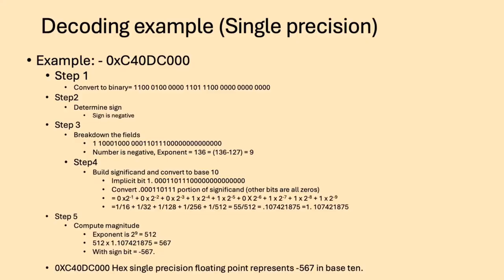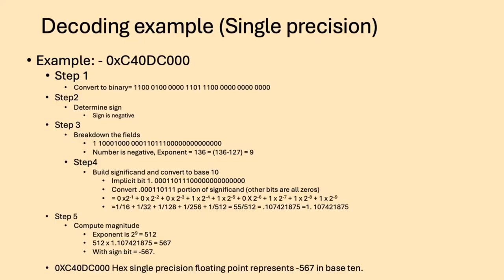So we've done encoding. Now we need to look at decoding. This example shows how to decode a floating point hexadecimal number into regular base 10 notation. The first step is to convert to binary. After that, we determine the sign, which here is negative. We break down the bits to show the exponent and significant fields.